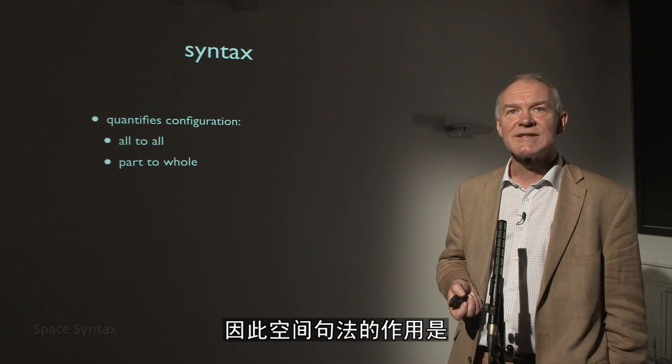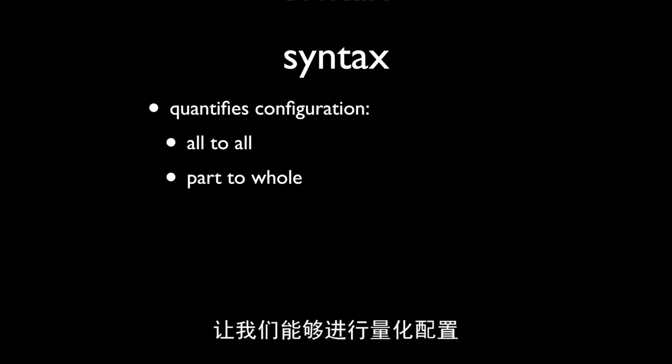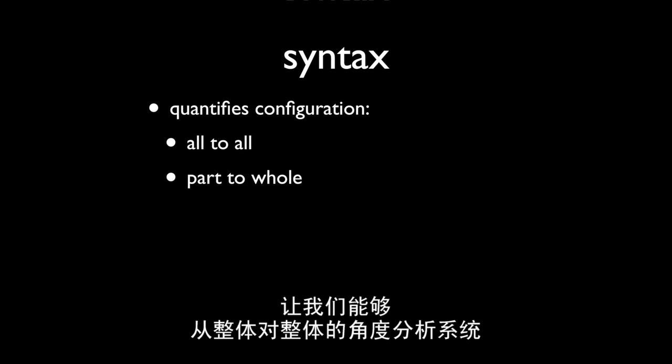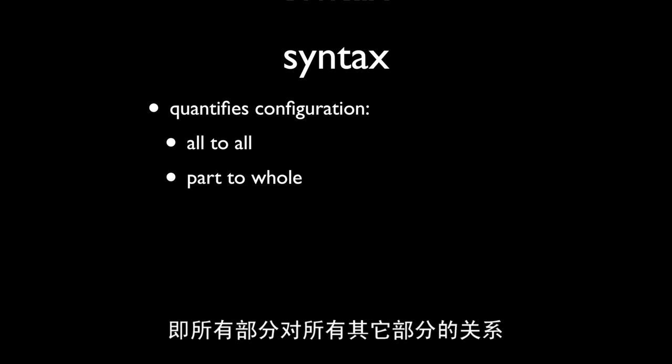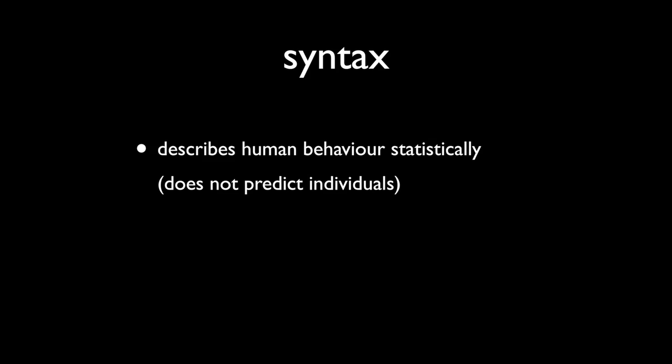So, what space syntax does is it allows us to quantify configuration. It allows us to consider systems as all-to-all relationships between all parts and all other parts. But it also allows us to look at the relationship between one point in space, a part, and the whole of the rest of the system. Architecture and cities are inherently part-whole relationships.